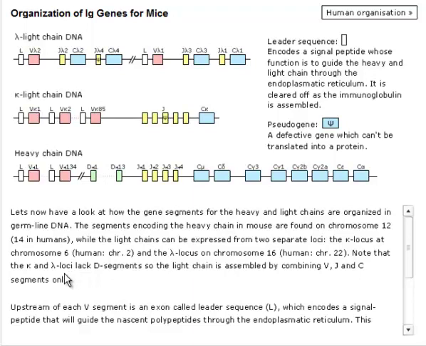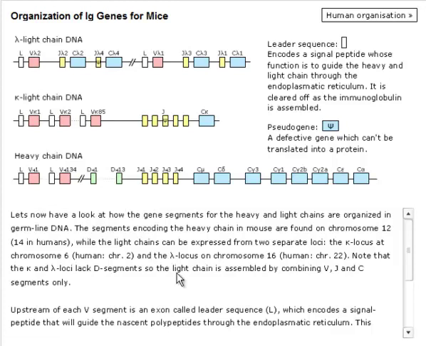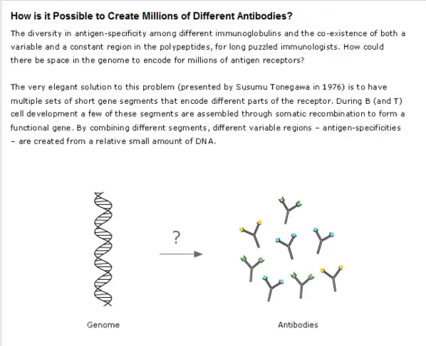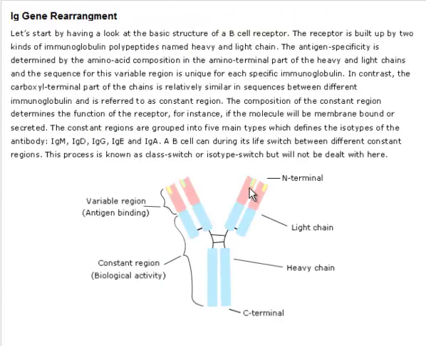So note in this figure that the lambda and the kappa loci for the light chains lack the diversity segments that are housed within the heavy chains. And we saw that in our antibody figure a couple of slides ago. So if we go back and take a look, you can see that this diversity region, that green part, only occurs within the heavy chains of the antibodies. You don't have the diversity region occurring in the light chains.